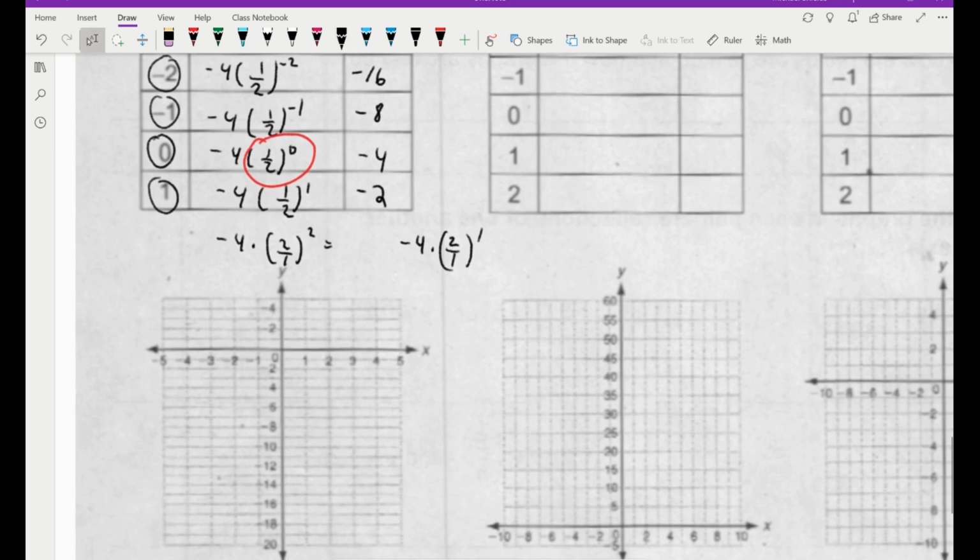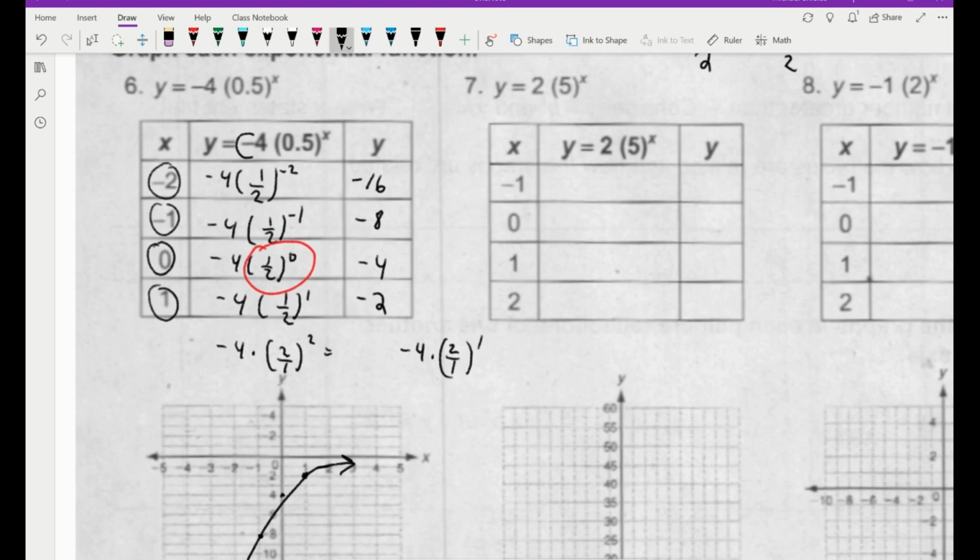Now if we were to plot this, we have minus 2, minus 16, minus 1, minus 8, 0, minus 4, and 1, minus 2. And there's our graph. That negative sign told us we were going to be below the x-axis. So if you remember this, it gives you a little hint of where we should be getting our points. And this is normally a decay graph, but because it's upside down, with the negative sign, decay becomes like a growth.